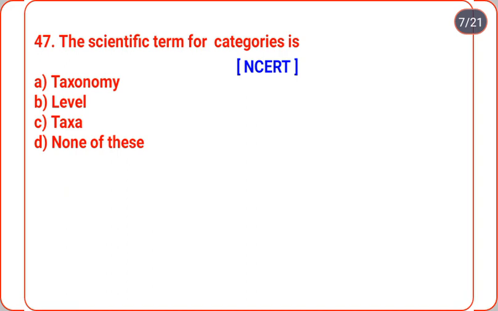The scientific term for categories is: option A taxonomy, option B level, option C taxa, option D none of this. The scientific term for category is, option A taxonomy, option B level, option C taxa, none of this.